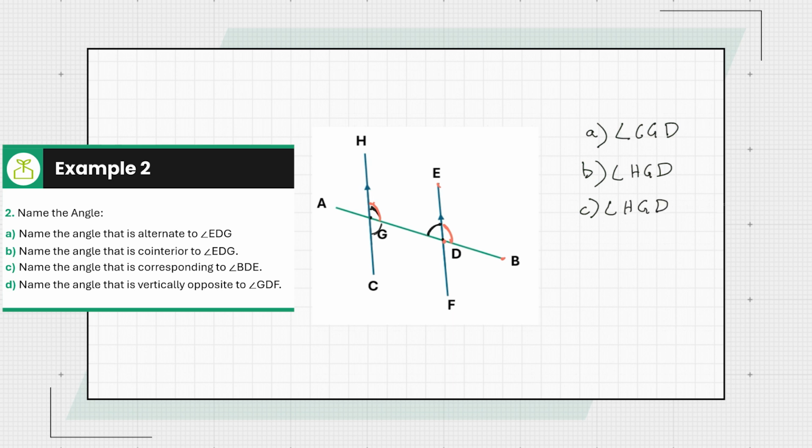Alright, last one. Name the angle that is vertically opposite to angle GDF. So let's find GDF. GDF is this one just here. So its vertically opposite partner is going to be across from it, so it's going to be EDB.